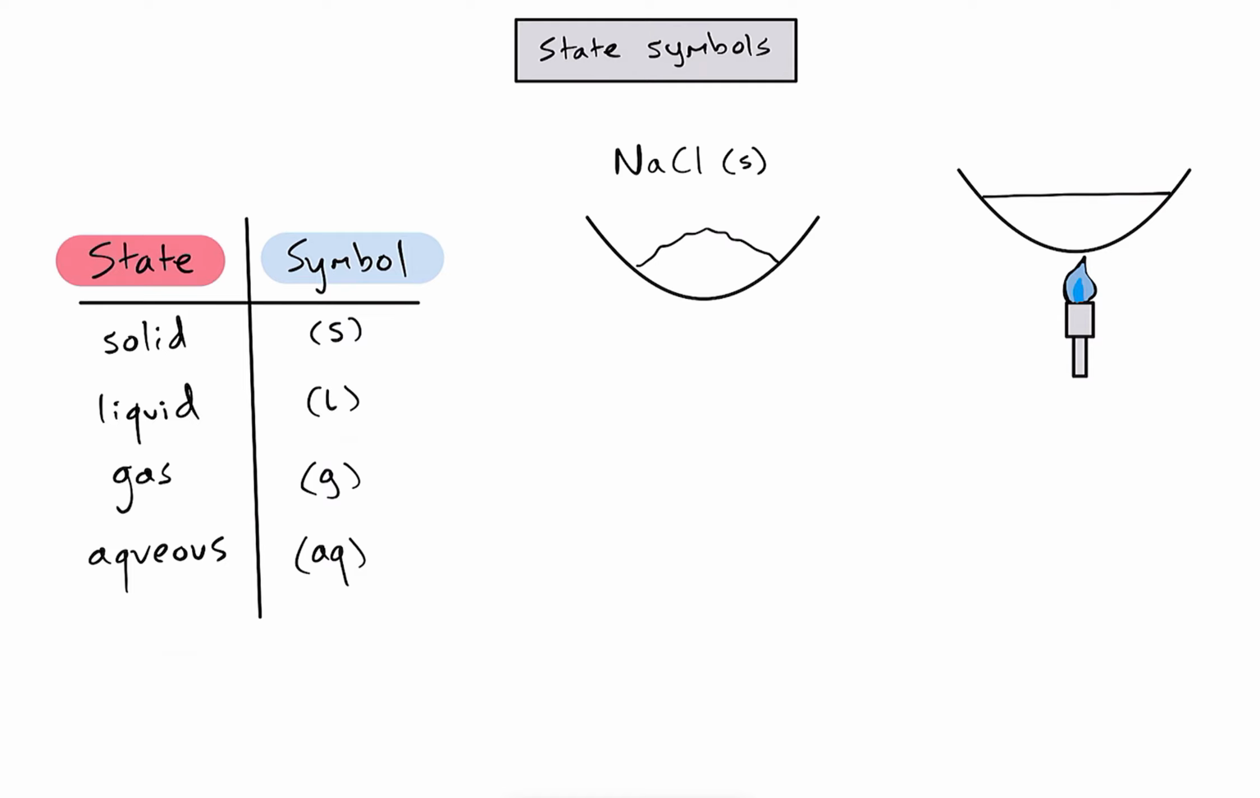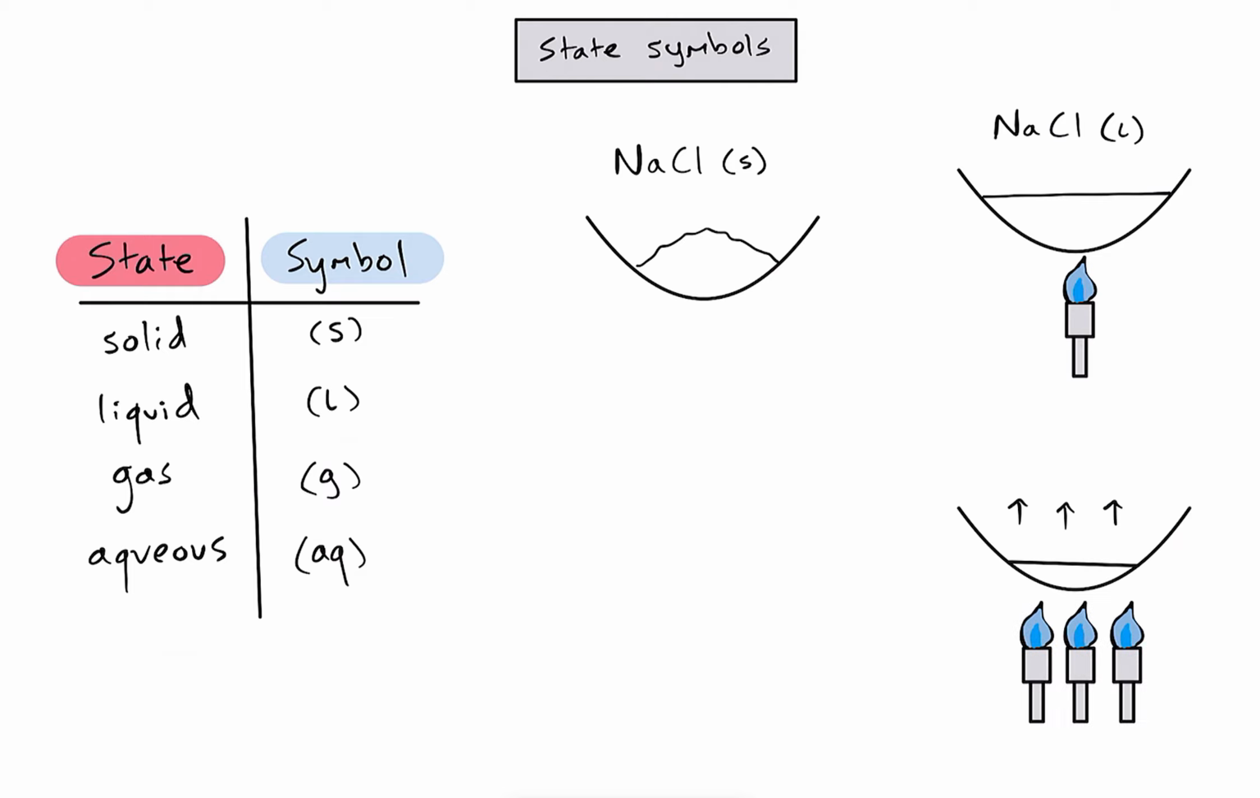So at this point I could write NaCl with an (l) in brackets to identify that it is in a liquid state. If I continued to heat that strongly, which would be difficult in a lab, and I heat it up to about 1400 degrees, I would actually see my sodium chloride beginning to boil and turning into a gas. So at this point, the gaseous sodium chloride, represented by the arrows moving away from the liquid, I would have to write with a (g) in brackets.